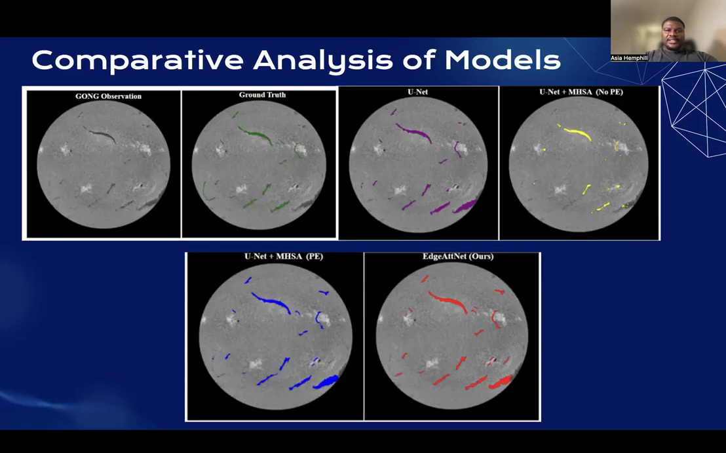And this is a comparative analysis of the models. As can be seen, our model EdgeAttNet captures the barbs diligently as compared to the baselines. It also shows that it has fewer false positives as compared to the baselines.